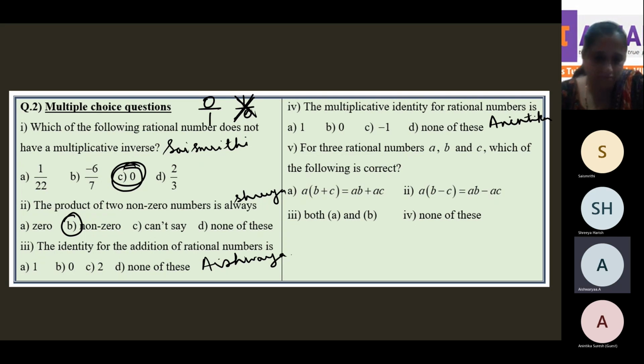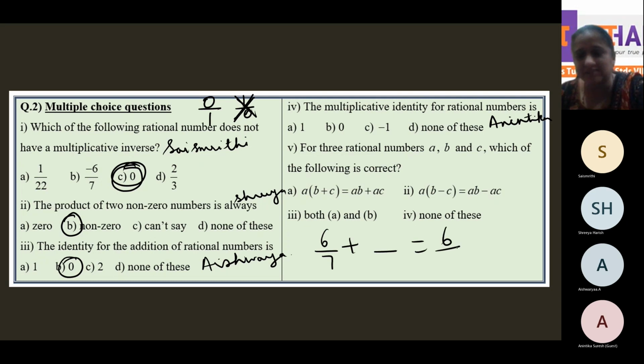Yes, ma'am. The identity for the addition of rational numbers is 0. Identity meaning we should get the same answer, an identical answer. Supposing we have 6 by 7 plus what will give the same identical answer 6 by 7? That's the additive identity. So 6 by 7 plus 0 gives 6 by 7. So 0 is called the identity for addition or additive identity.